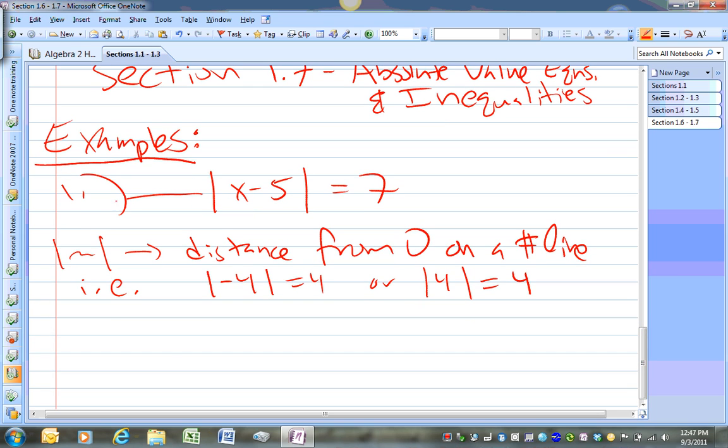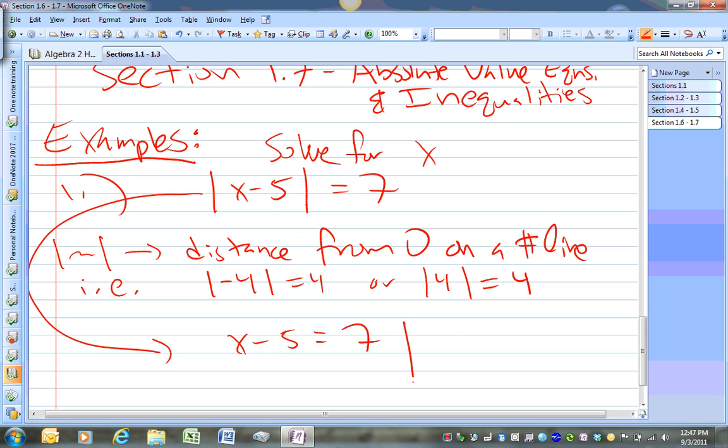So in this case, the problem that we actually want to solve, remember we're trying to solve for x. X minus 5 could hold two values. It could be 7 or negative 7. And we want to know what values of x will make that happen. What values of x can make this 7? What value of x can make x minus 5 negative 7? So 12 or negative 2.